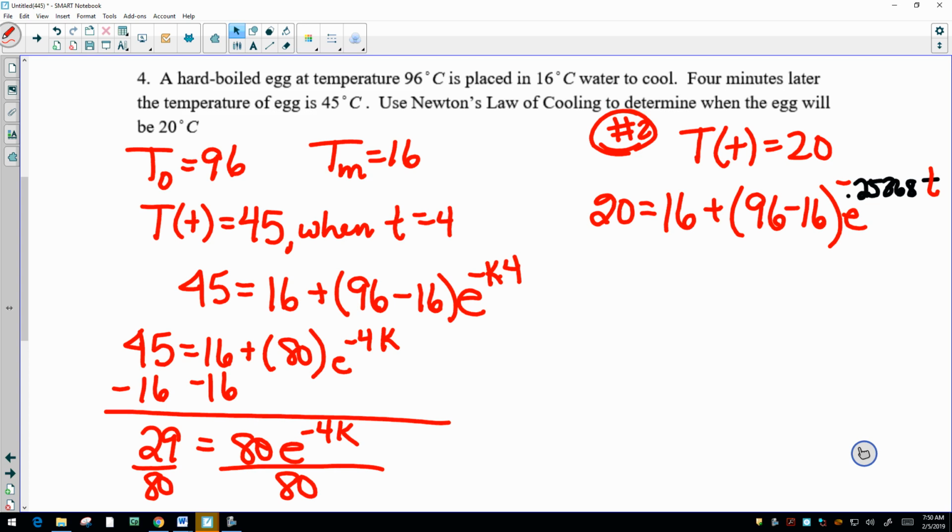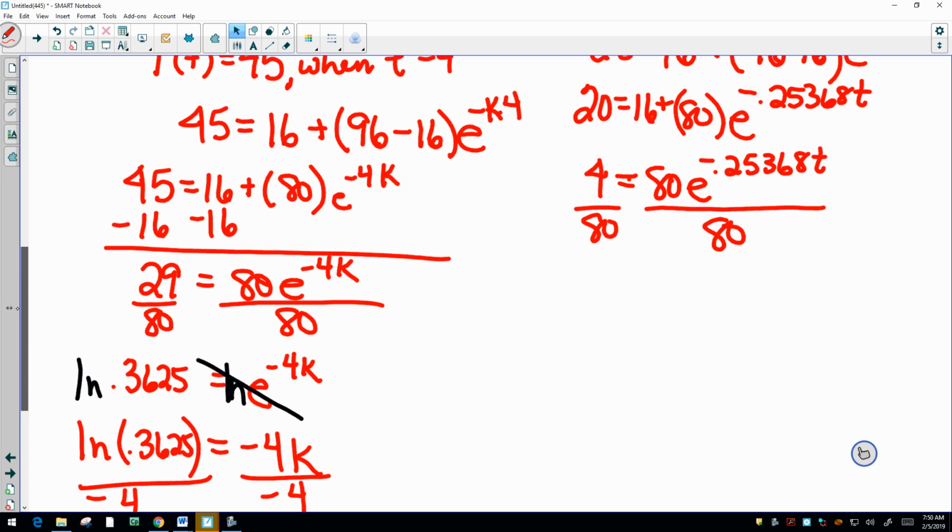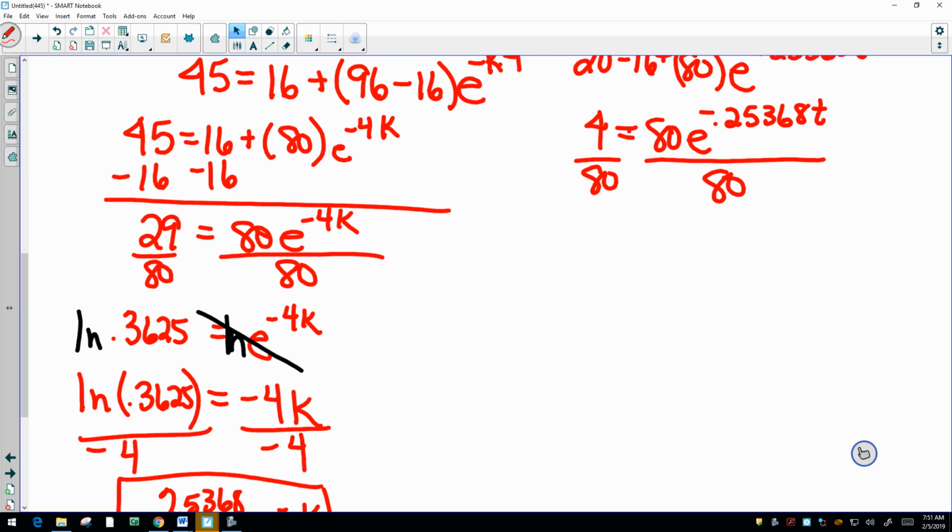Okay, so we do the same process. I'm going to simplify within the parentheses first. Again, that's going to be 80. So we have 80 e to the negative 0.25368t. Subtracting over that 16, now I have 4 is equal to all of this. Again, trying to get our exponent to be as simple as possible, we're going to divide through by 80 on each side. And that's going to leave us with about 0.05.